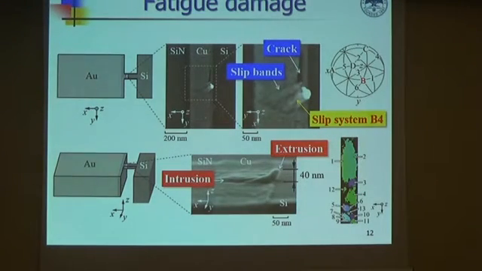So from the SEM image observation of the specimen after the experiment, we found characteristic localized slip bands like this at a certain area in the copper portion. From the EBSD map, these slip bands were generated in grain 3. And from the stereographic projection of grain 3, this slip band was due to the activation of slip system B4. Like this, this specimen showed characteristic high cycle fatigue behavior.